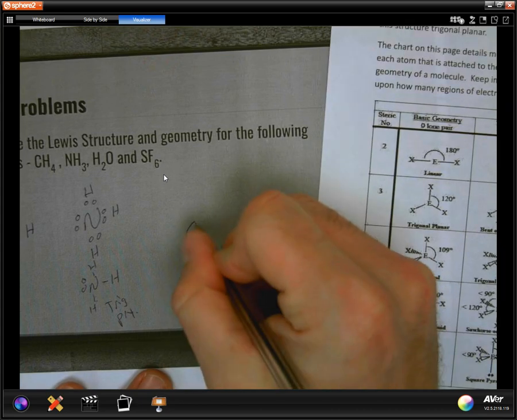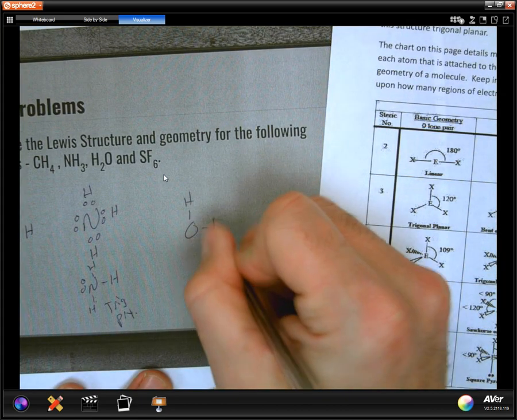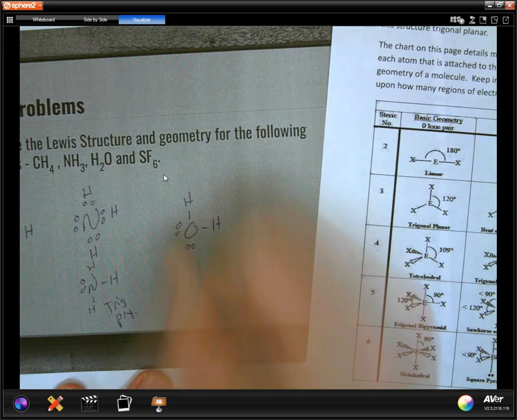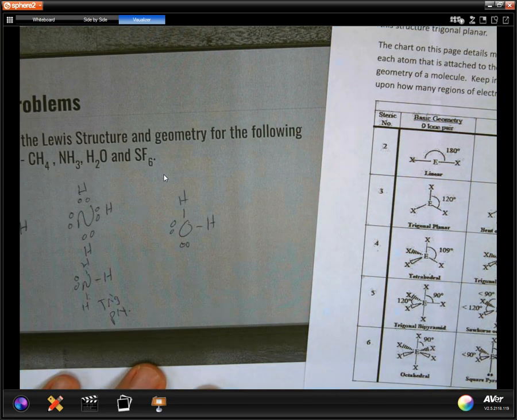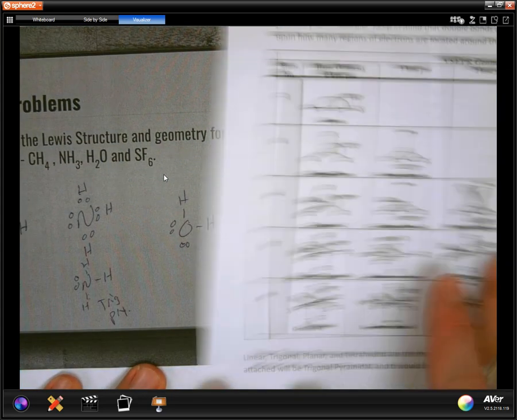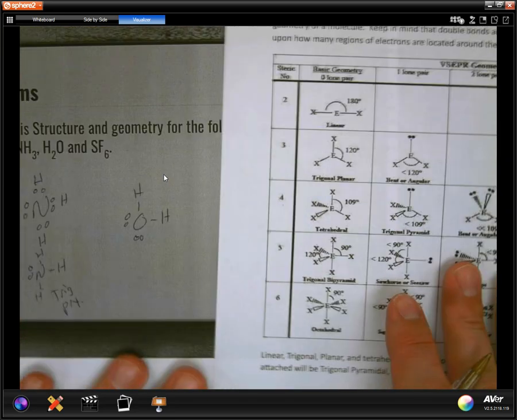Water, draw it out. Again, we've already done this a lot. Go ahead and pause the video now and see if you can identify, based on this, how you would name that.